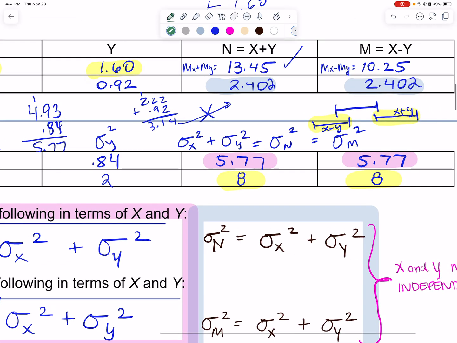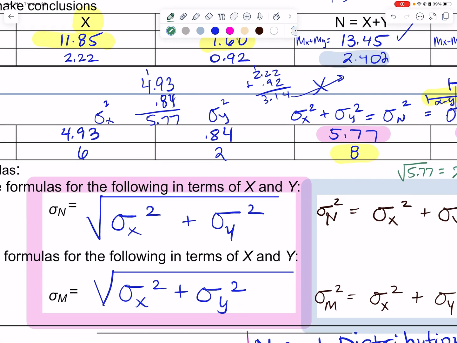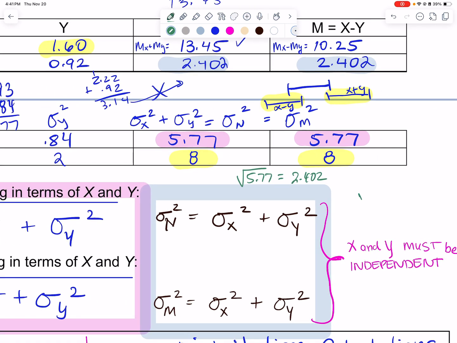Try it. The square root of 5.77 is indeed 2.402. The reason this works this way is because if I have a standard deviation of 2 plus a standard deviation of 3, you can't just add this and say, that's the standard deviation. You can't just add that. So standard deviations work like square roots, where you can't just add them, but you can square them first, and then add them.